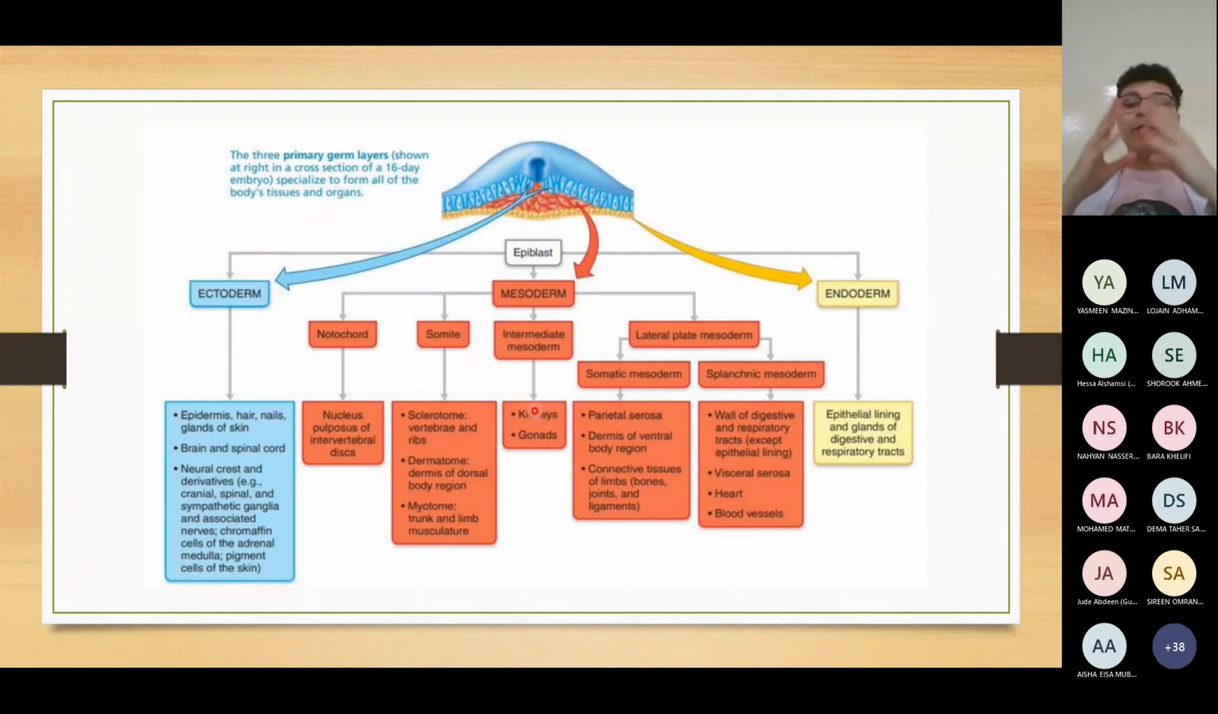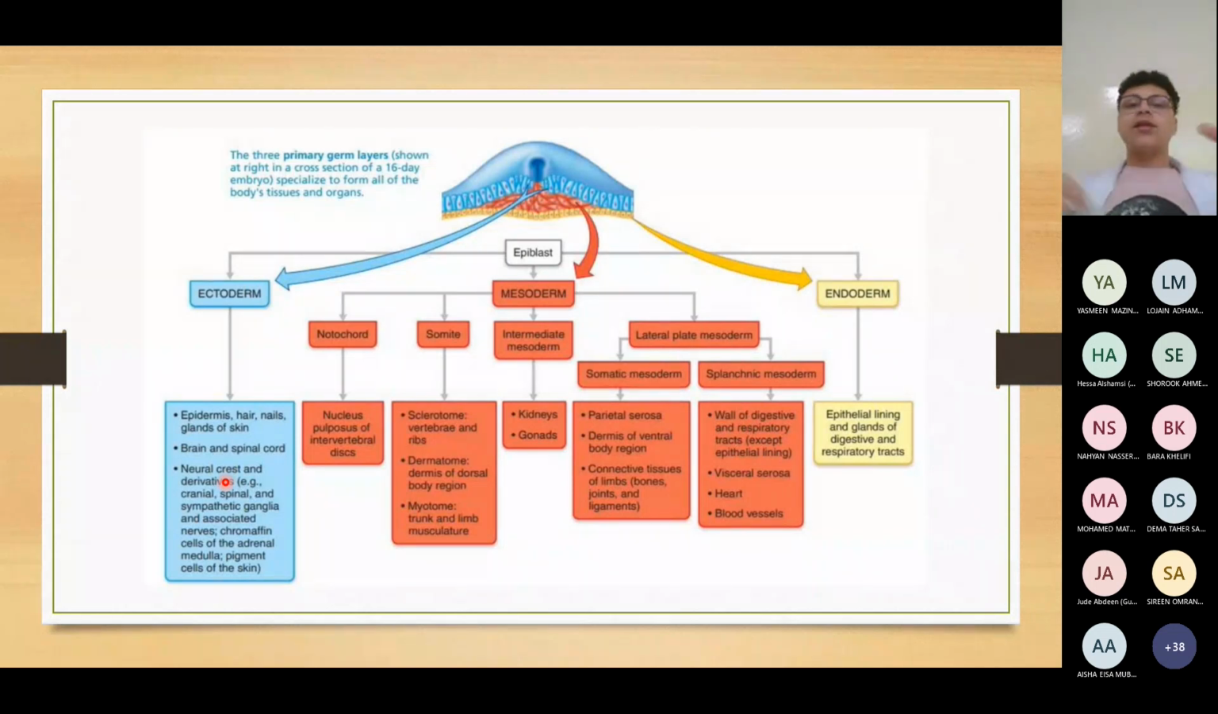So I want you guys to familiarize yourself with it and understand what the structures are that arise from each primary germ layer. For example, as I've explained before, the ectoderm, I said external, so anything that has contact with the outside world is going to be formed by the ectoderm. And the nervous system. This is very important. Remember, nervous system from the ectoderm. Anything that has contact with the outside world, ectoderm.